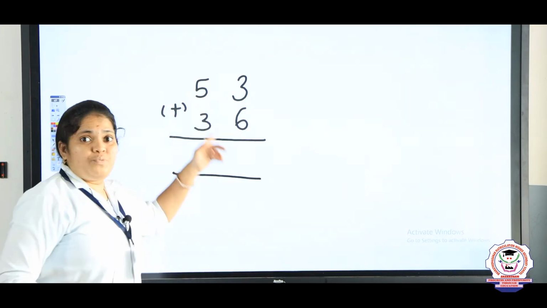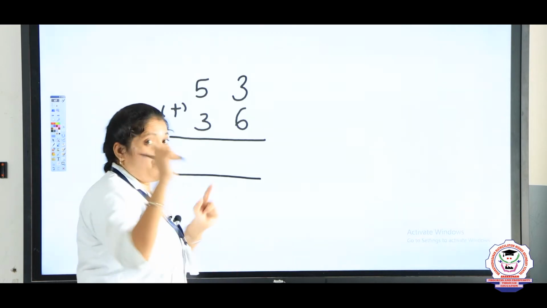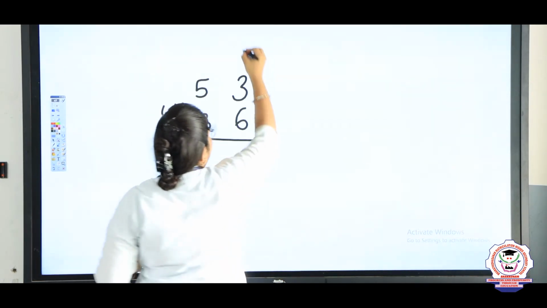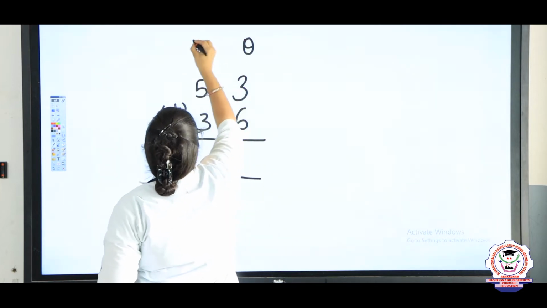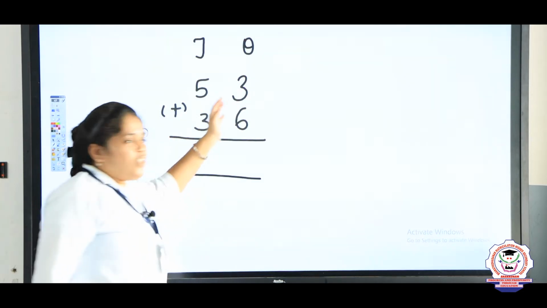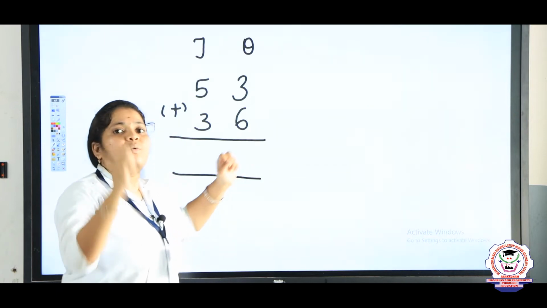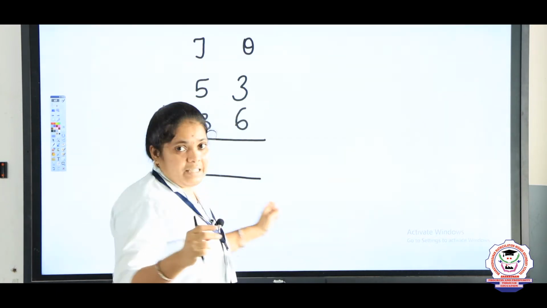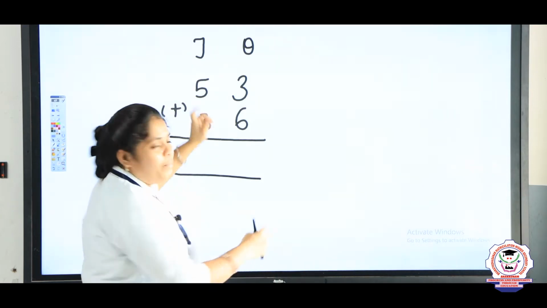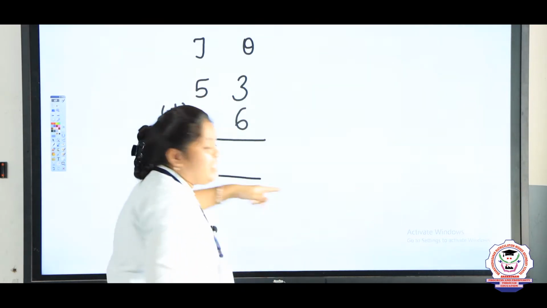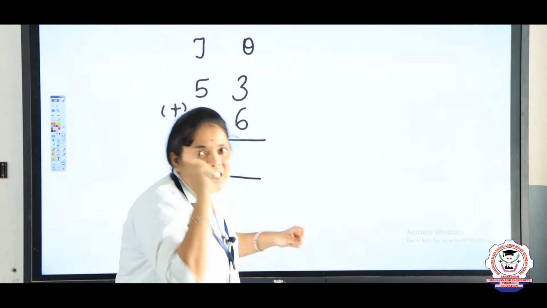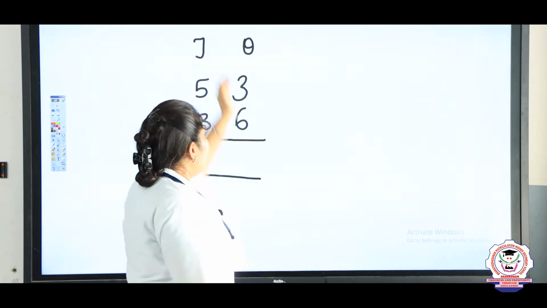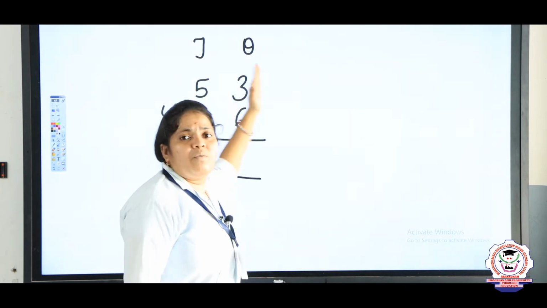See here, what should be in your mind? We should start at which value, ones place value or tens place value? It's very good. We should start at the ones place value. So ones and tens, we should start from the ones place value. The given numbers are 53 and 36. In 53, 3 is the ones place value. In 36, 6 is the ones place value. So first we should calculate from the ones place value.